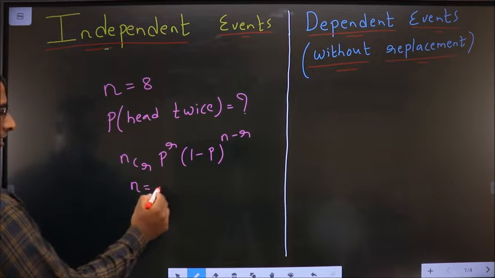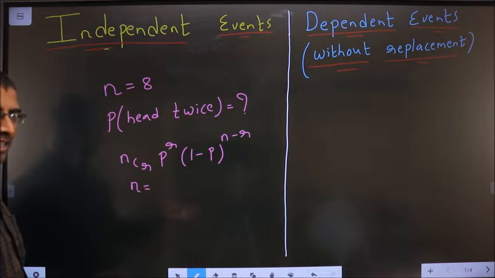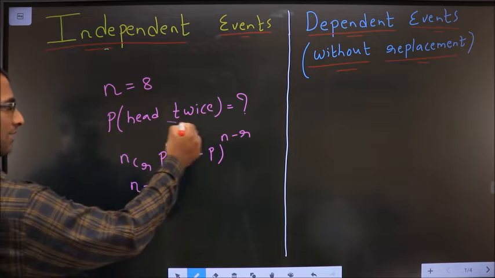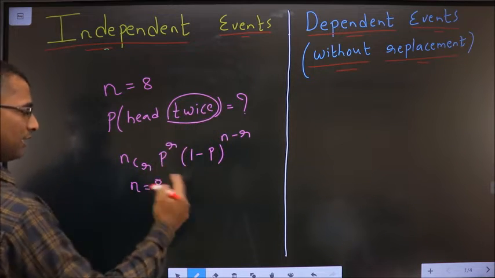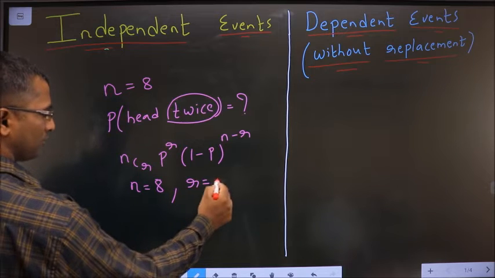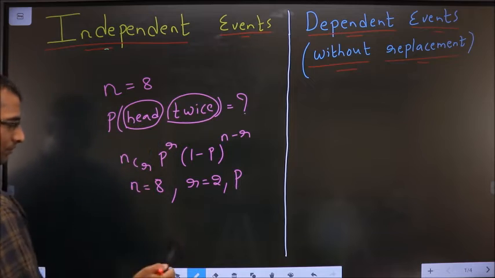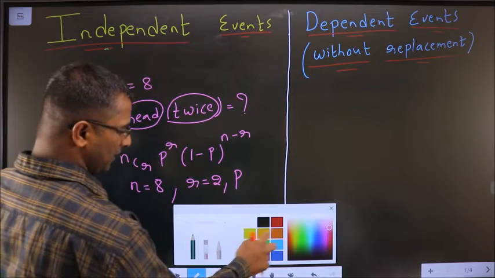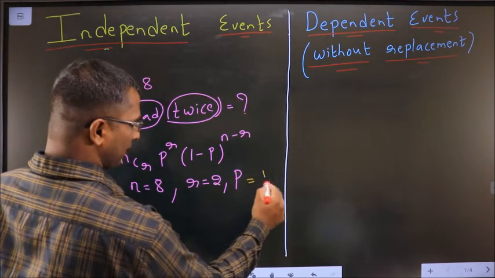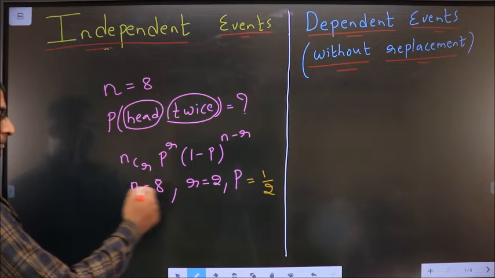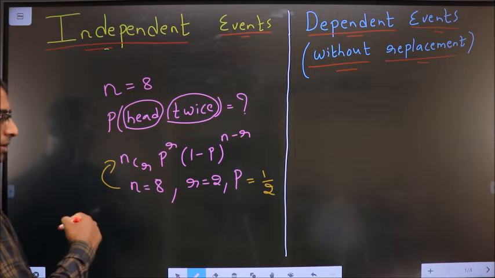n is the number of times the coin has been tossed, which is 8. r is how many times you want head to come, 2. And p is the probability of head. That will be 1 by 2. So replace the n, p, r values in this to get the probability.